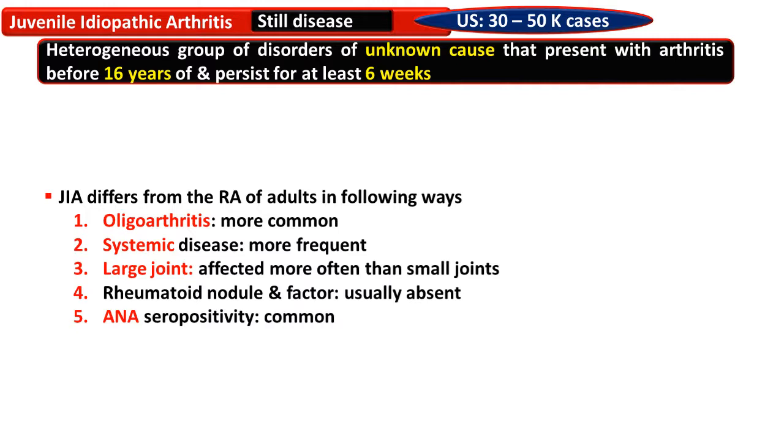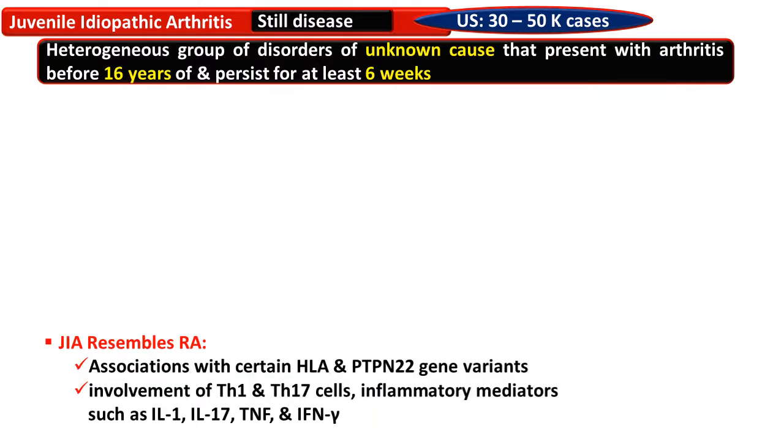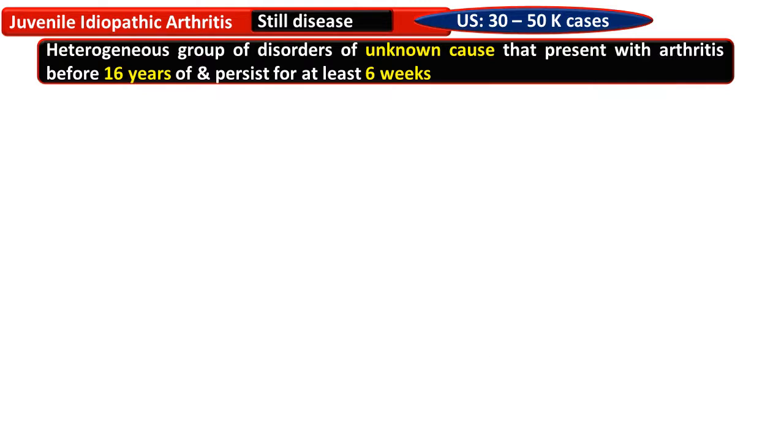There are some differentiating features of JIA from rheumatoid arthritis. These are that oligoarthritis is more common, systemic disease is more frequent, large joints are affected more, and ANA seropositivity, anti-nuclear antibody, is common. However, it resembles rheumatoid arthritis in certain aspects, such as its association with certain HLA types. Then, the inflammatory cells involved, such as TH1 and TH17, and inflammatory mediators, interleukin-17, gamma interferon, and TNF, are involved in the pathogenetic process.